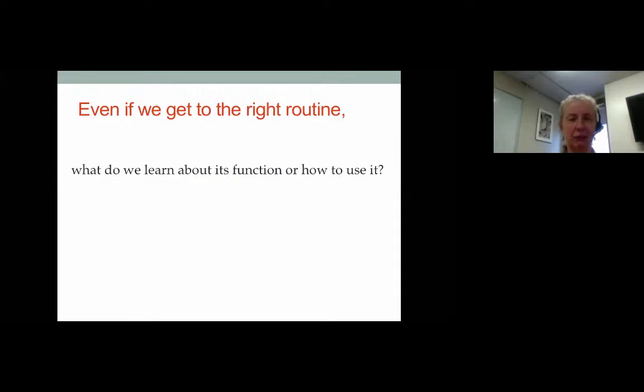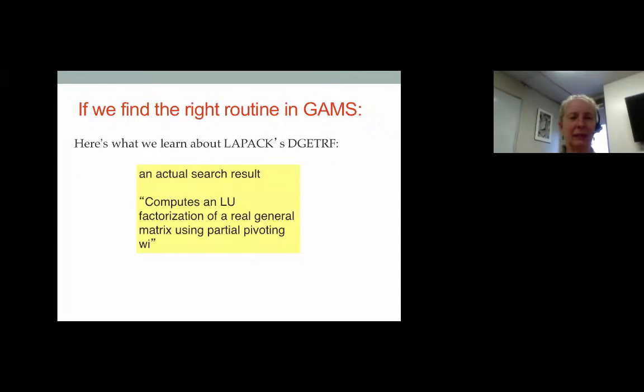Okay, so let's suppose that I managed via one of these taxonomies to find myself to a routine that looked like it was going to make sense. But I'm not somebody who knows a whole lot of stuff about these kind of routines, so I would like to get some information. And so here, I managed to get to a routine to factor a matrix into its LU factors using the GAMS search. Okay, I forced it to give me this answer. But here is what it told me about how to use that routine that it returned to me. And it was a routine from LAPACK. And here's the answer. Computes an LU factorization of a real general matrix using partial pivoting with. Okay, so it just stops mid-word.